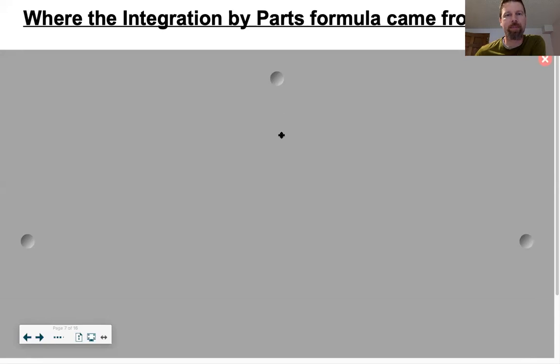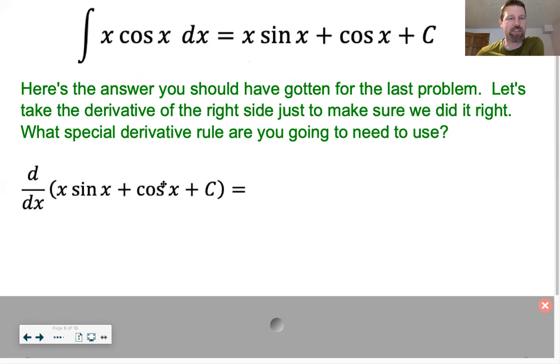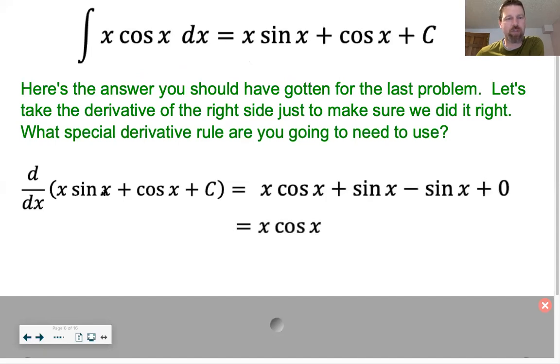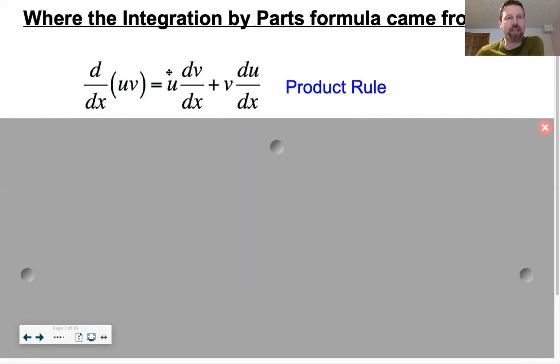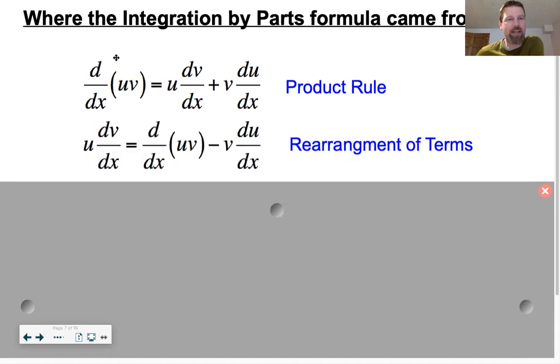So where did the integration by parts formula come from? It came from the product rule, which shouldn't be too surprising because we were just talking about how when we took a derivative that required a product rule, integration by parts was a way we could undo that derivative. We could figure it out. The product rule says if you take the derivative of a product, it's first times derivative of the second, so u times dv/dx, plus second times derivative of the first, v times du/dx. We can take that equation, since we know it's a true equation, and rearrange the terms however we like.